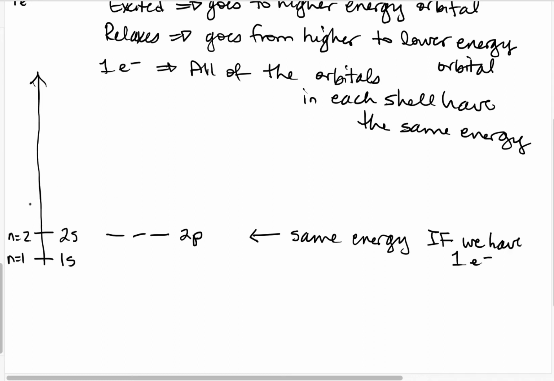And the n equals 3, these are not evenly spaced. I'm just doing it to make it easier to show. So if we have n equals 3, that would contain the 3s, the 3p, and the 3d, and all of them are the same energy if you have one electron. Okay? And this continues up for however many shells you have.